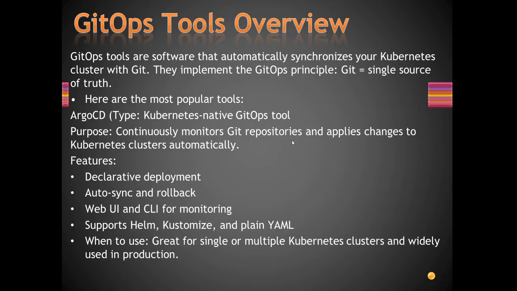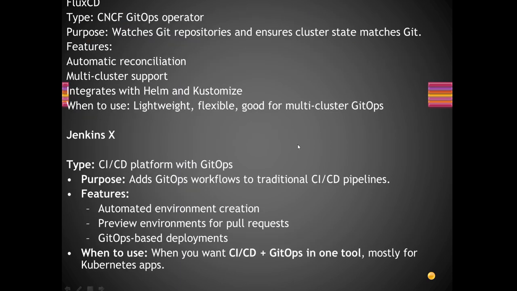We are discussing Argo CD. It is a type of Kubernetes GitOps tool. The purpose of Argo CD is to continuously monitor the Git repository and apply changes to Kubernetes clusters automatically. Some of the features of Argo CD: it is a declarative deployment, has auto sync and rollback, and another one is a Web UI and CLI for monitoring. It supports Helm, Kustomize, and plain YAMLs, is great for multiple Kubernetes clusters, and is widely used in production.